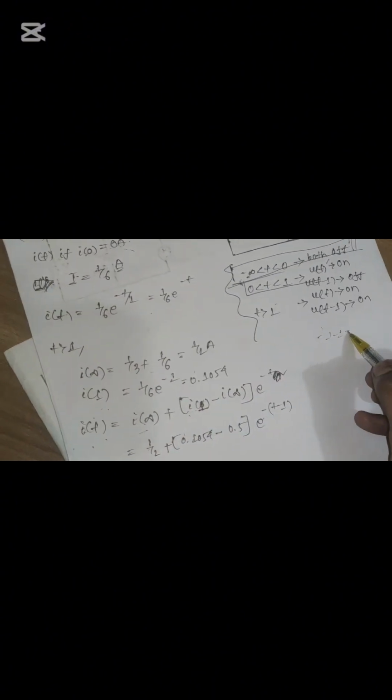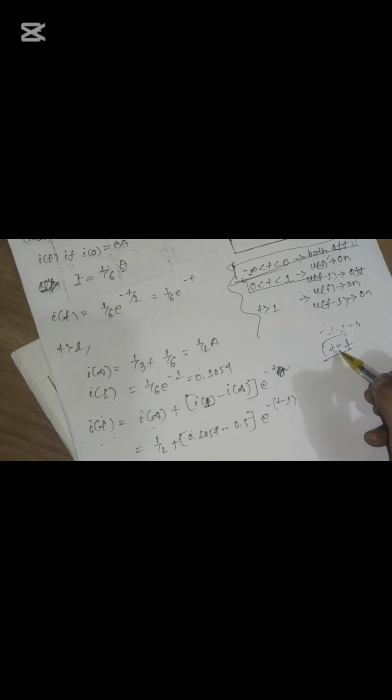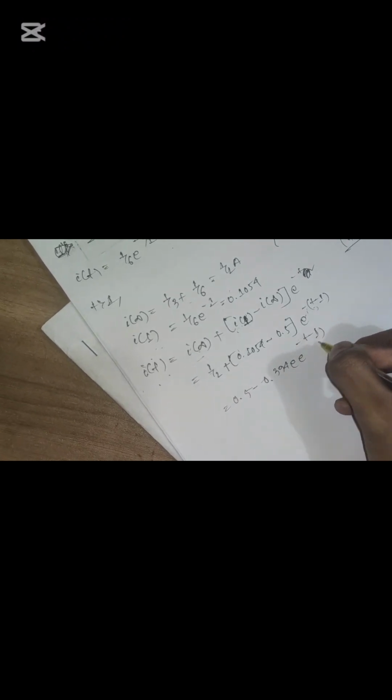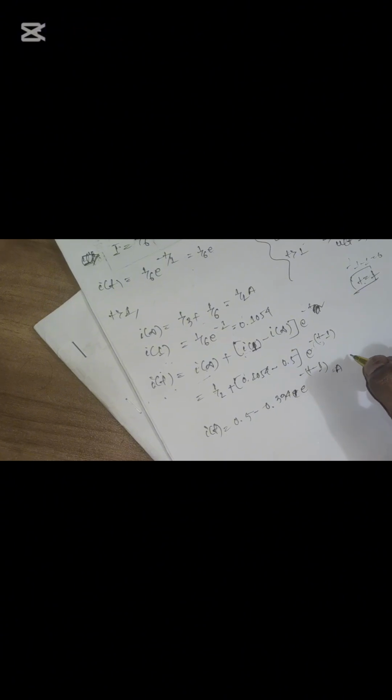So it will be e to the power minus (t minus 1), because we are calculating this problem for t minus 1, and we know t minus 1 equals 0. So t will be equal to 1, right? So for t equals 1, we are calculating t in place of t minus 1. Now the value will be 0.5 minus 0.1054 minus 0.5, which will be 0.3946 e to the power minus (t minus 1) ampere. So i(t) will be this. So for problem 7.62, the answer will be 0.5 minus 0.394 e to the power minus (t minus 1) ampere.